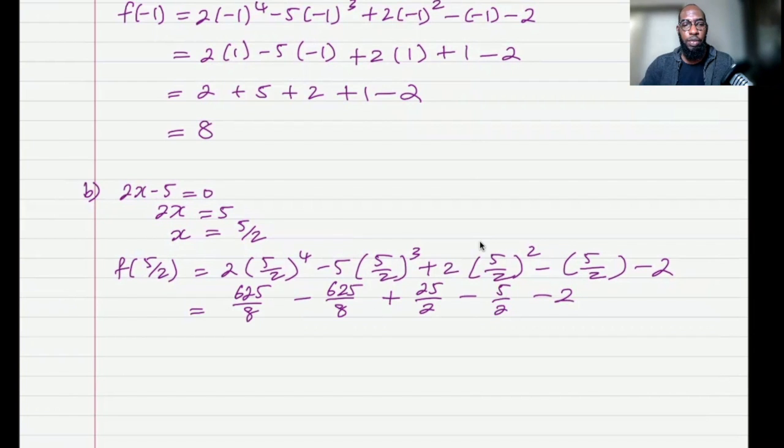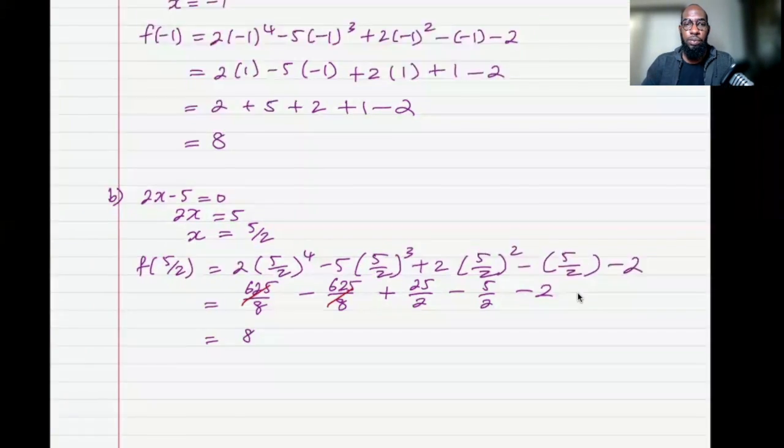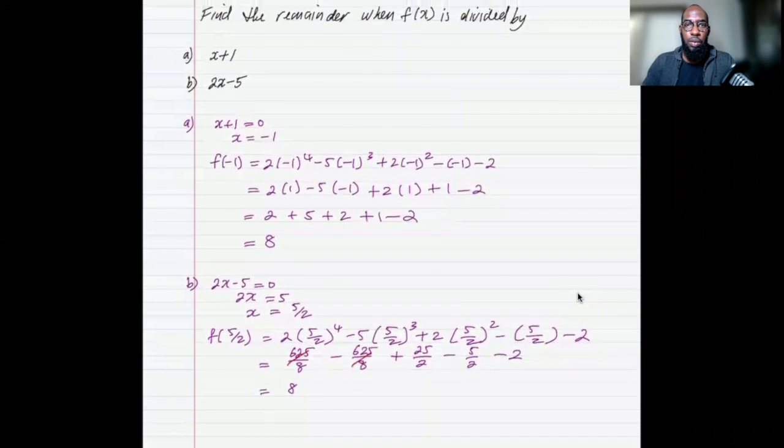So you see here we have positive 625 over 8 and we have negative 625 over 8. So that will cancel out. All right, and I'm going to input these into the calculator. 25 over 2 minus 5 over 2 minus 2. And I got 8. So when f of x is divided by 2x minus 5, the answer for part B is 8.